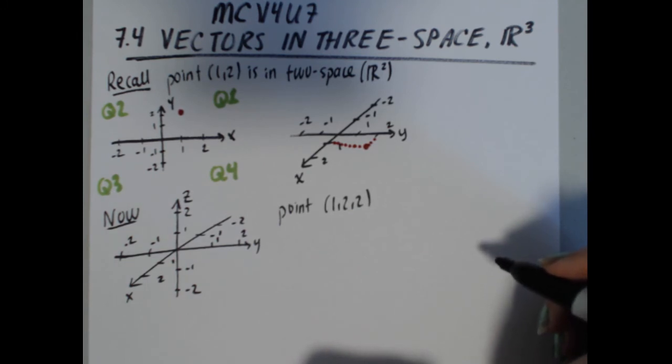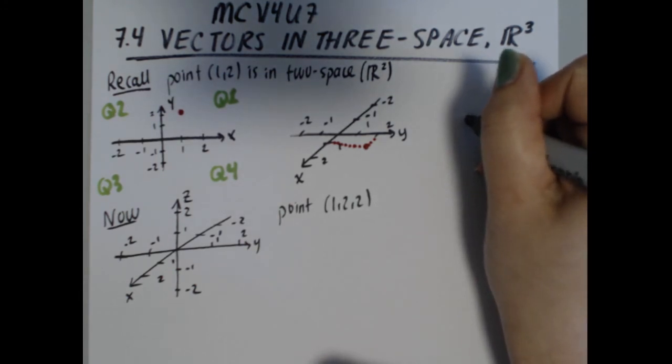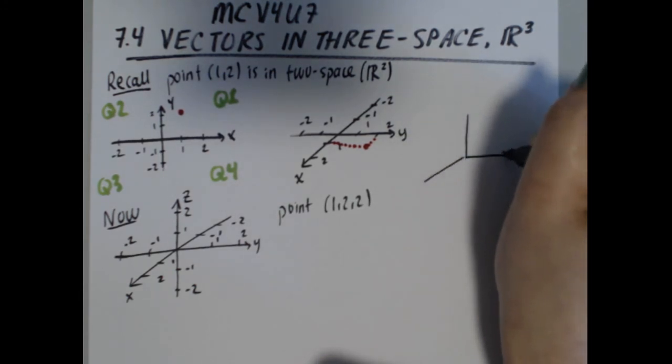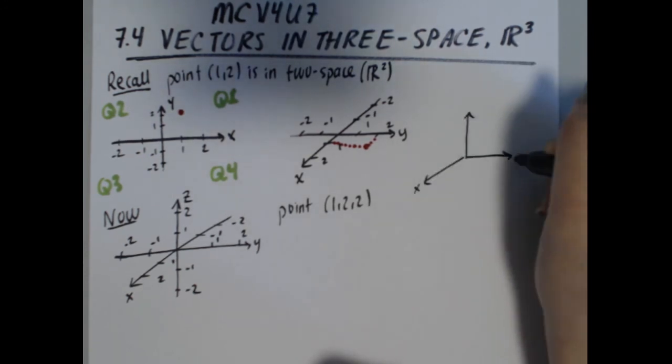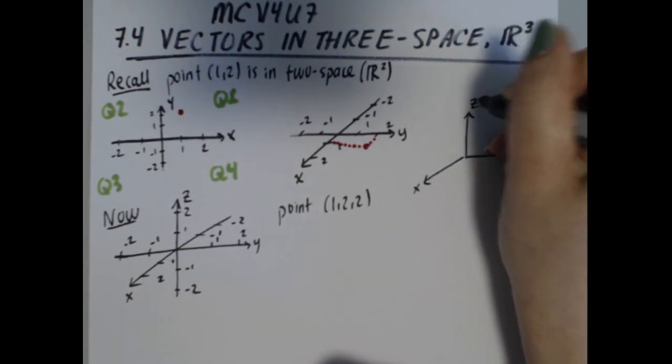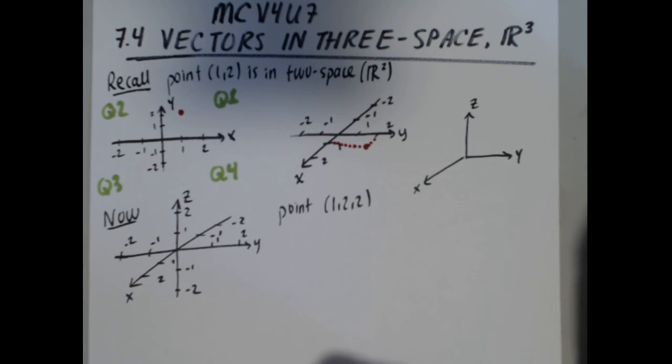Usually when we draw three-dimensional vectors in our three-dimensional coordinate system, we just draw something like this. We have X, Y, and Z. Generally speaking, X is coming out of the page, Y is going to the right.